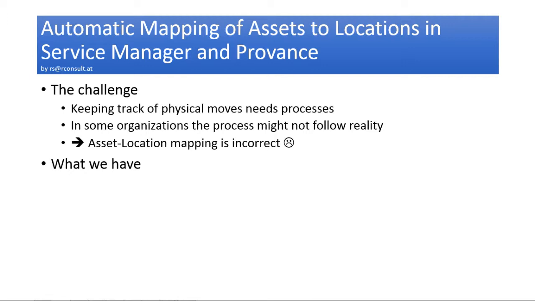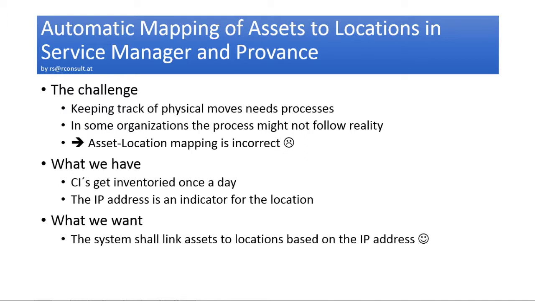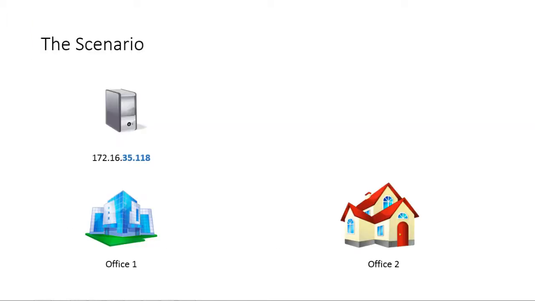So what happens is asset location mapping is incorrect, and the more incorrect it gets, the more useless it gets. So what we have is in the configuration items, we get the IP address, which is inventorized daily, hopefully, if you have SCCM in place. And this information is then an indicator for the location of the specific CI, which will help us to map it to locations. What we want is the system shall link assets to locations based on the IP address of the CI. And that's what I'm going to show you how to do.